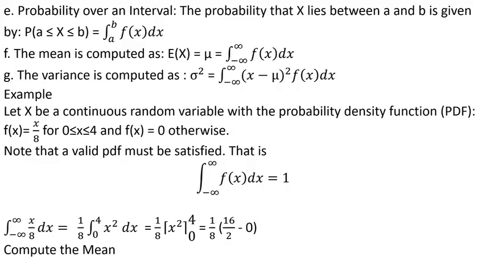Note that a valid PDF must satisfy that the integral from minus infinity to plus infinity of f of x dx must be equal to 1. That is when our valid PDF is satisfied. So from this example, the integral from minus infinity to plus infinity of our f of x, which is equal to x over 8 dx, we can write this as x times 1 over 8.